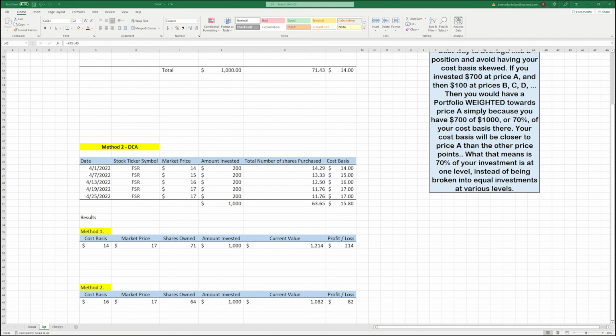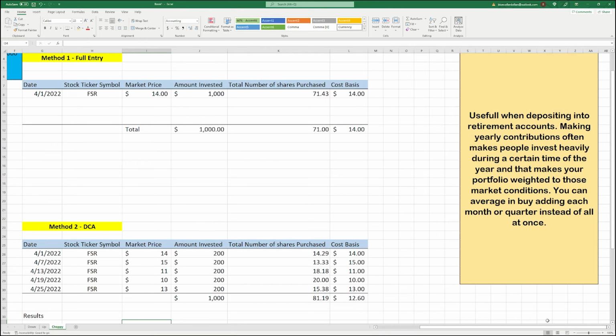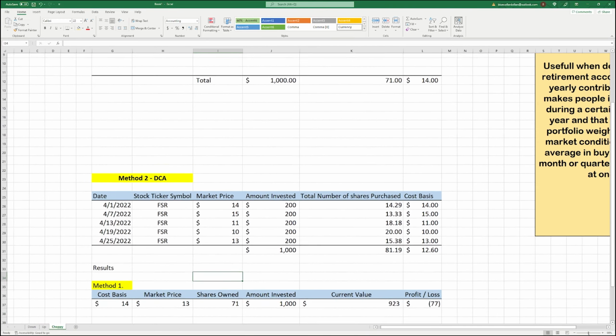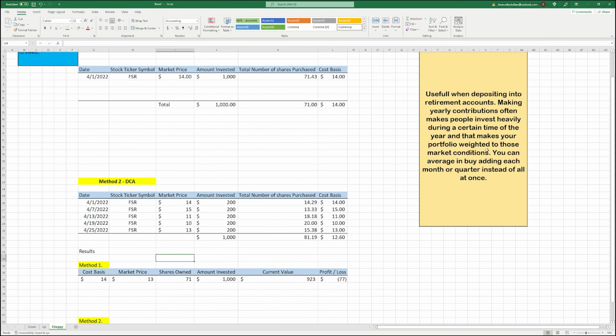So the last part here is, let's say that's a choppy market, right? Or even not just a choppy market. Let's say it's over a long time span. And this note that I've thrown in here, useful when depositing into retirement accounts.